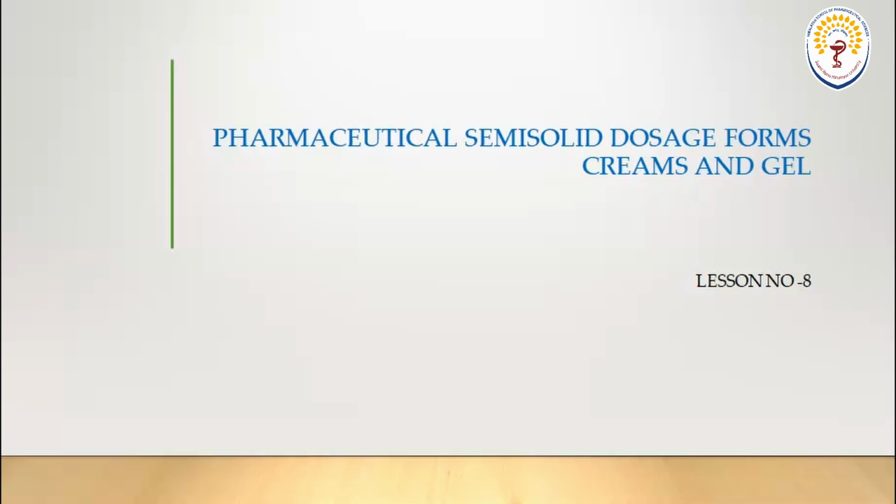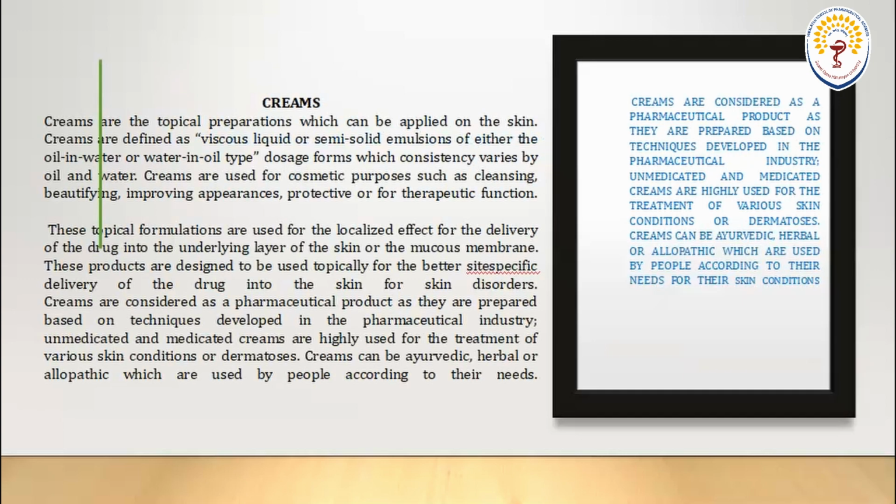Hello students, let's start with the next topic, pharmaceutical semi-solid dosage form, creams and gel. Lesson number 8. At first, cream. Now, what are creams?